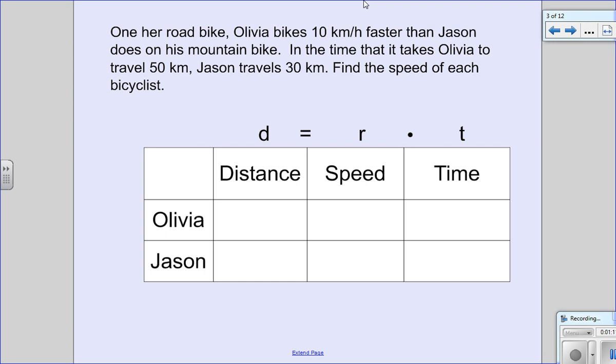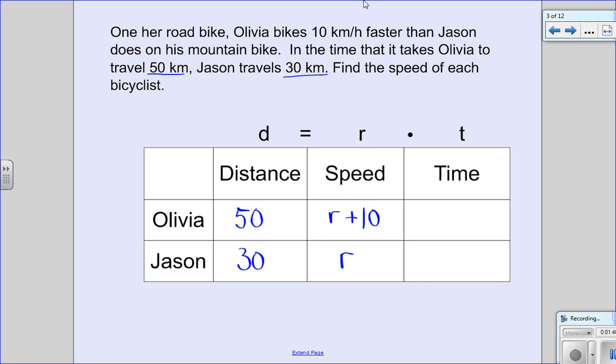We know that Olivia has traveled 50 kilometers. So the distance for Olivia is 50. And for Jason, he traveled 30 kilometers. So we know that information about him. In terms of their speed, we know that Olivia bikes 10 kilometers per hour faster than Jason. So whatever Jason's speed is, we'll call it R, we know that Olivia is 10 kilometers per hour faster.